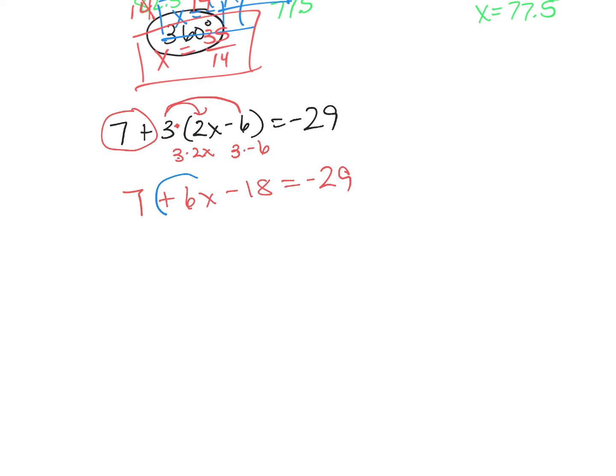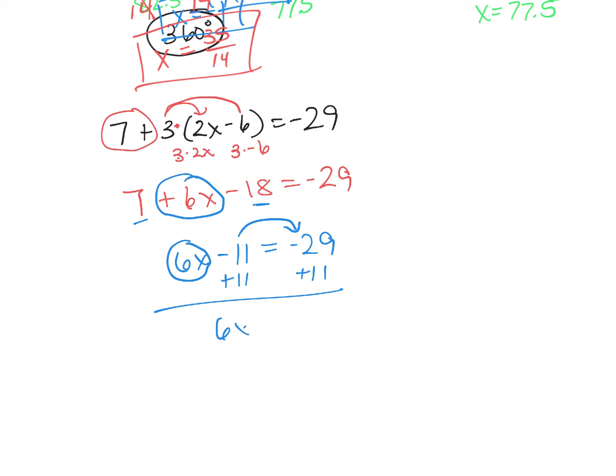Now, my variable, I don't have to combine any like terms, but I do have a 7 and an 18 here. So I'm going to combine that. So I have 6x minus 11 equals negative 29. Still circle my variable. I want to push the 11 over. It's a negative, so I want to add it. And so I get 6x equals negative 18. Divide by 6 because this is multiplying. Anything divided by itself is 1. So x equals negative 18 over 6, which is negative 3.